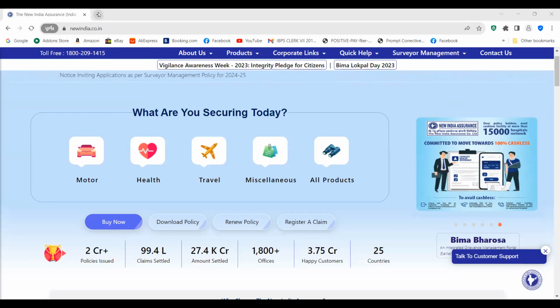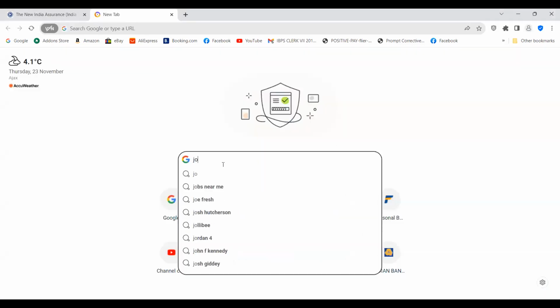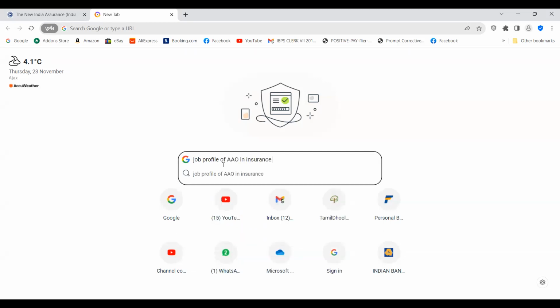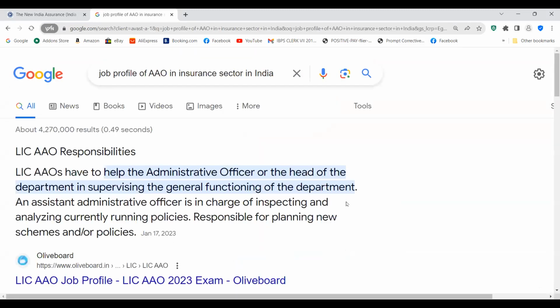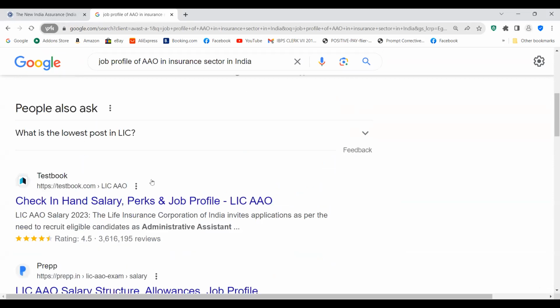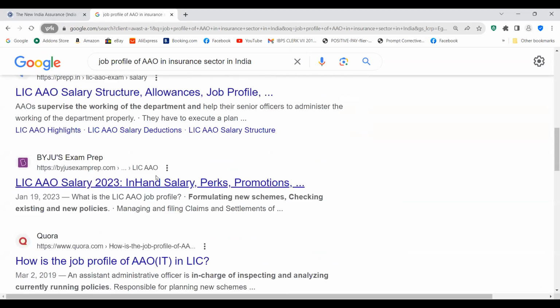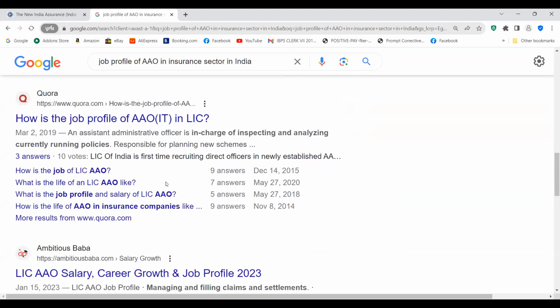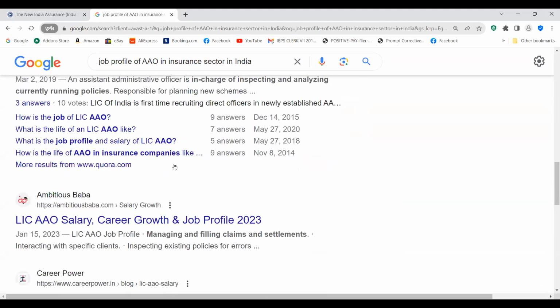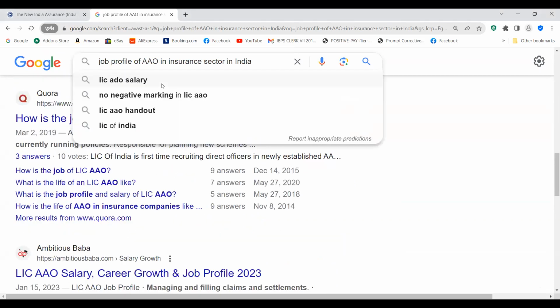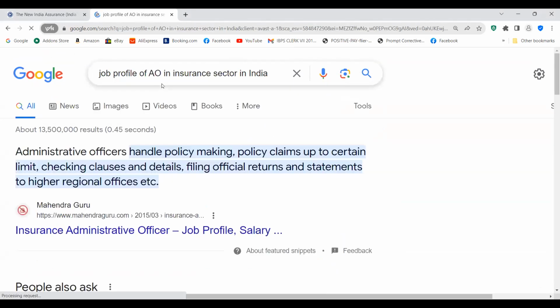Did you check it up in Google? Yes, sir, I googled the job profile of AAO in the insurance sector in India. Supposing I am getting AAO of LIC. Should I put it as AO instead of AAO? Yeah, administrative officer in the insurance sector. Ah, this is what it is.